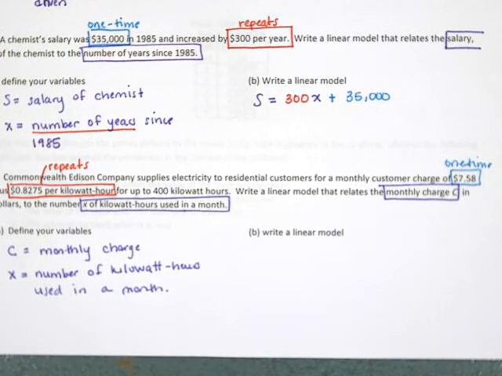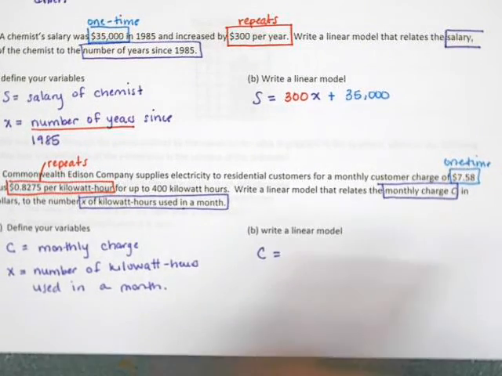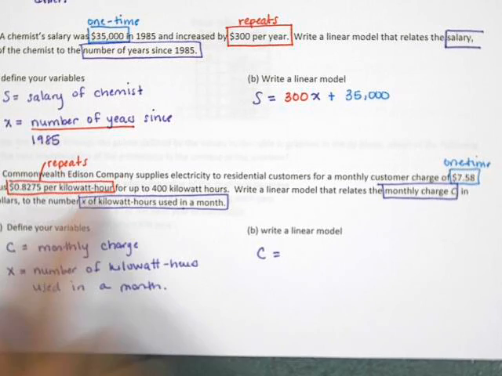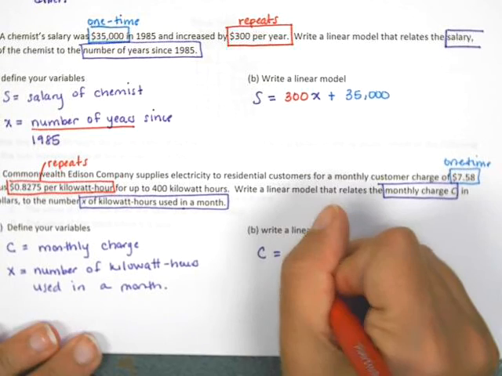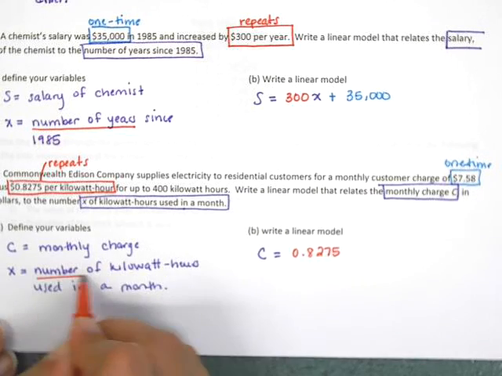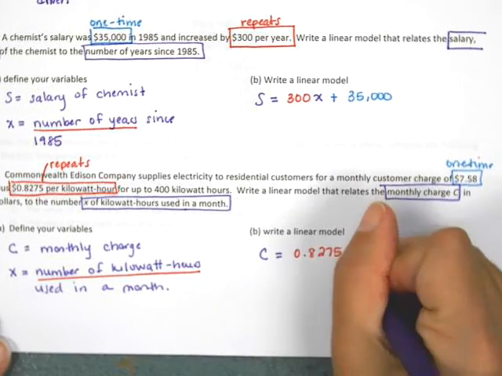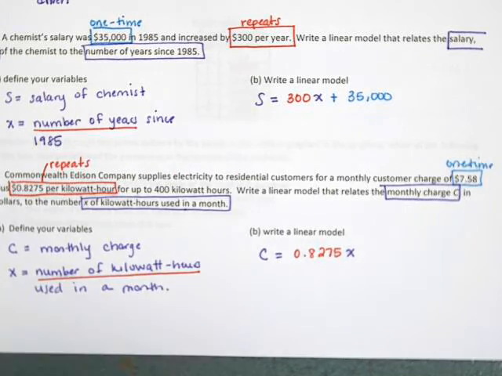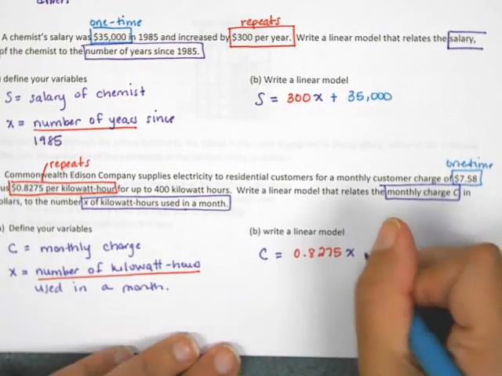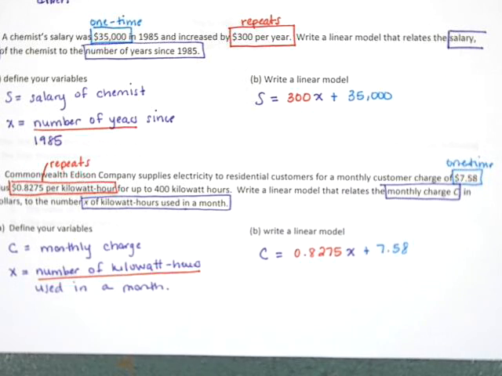So now if I write my equation, my charge will equal, now I repeated this per kilowatt hour. So that's the repeater, 0.8275. And since X is the number of kilowatt hours, I'm going to put an X here because it's per that amount. The X gets multiplied. Plus, I'm going to pay the $7.58 one time, so that goes at the end.